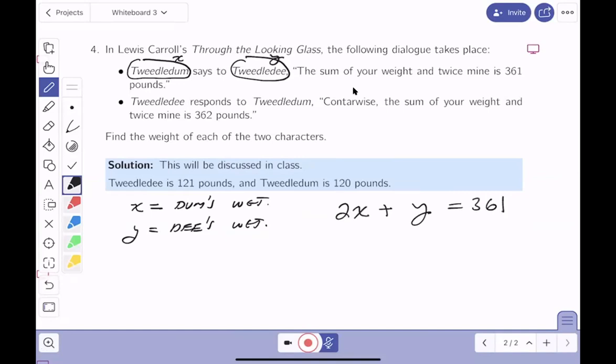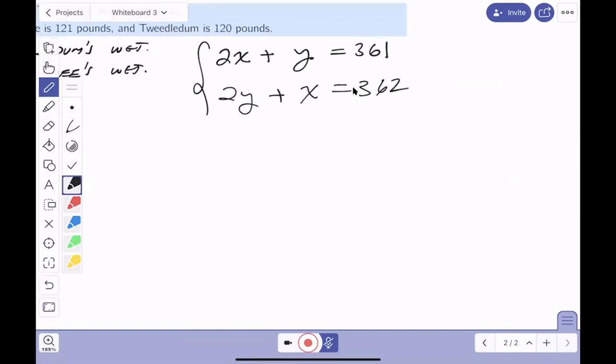All right, let's go to the next sentence. The next one says, this is D speaking to dumb. And he says the sum of your weight, well, that's going to be X now. And twice mine, 2Y, is 362. There's a problem now. These are really not lining up. So I'm going to get them to line up. I like to put them in the same order. 2X plus Y equals 361.